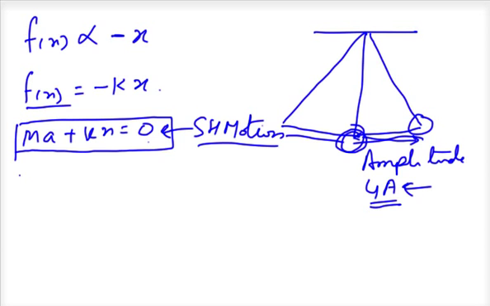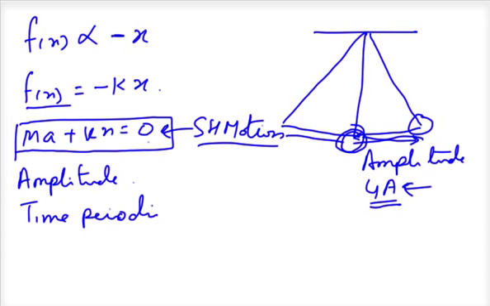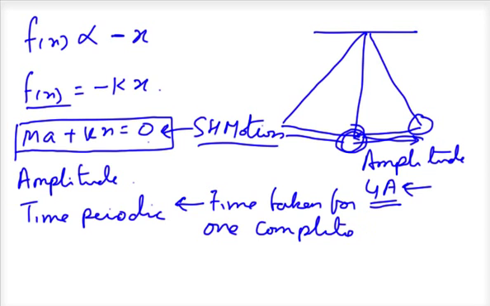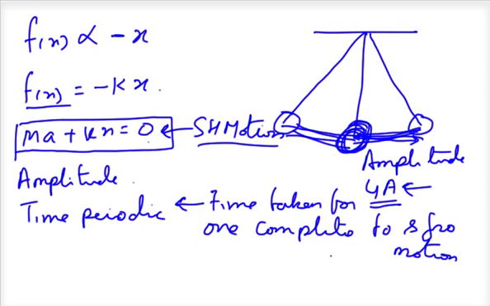Now we have understood a word called the amplitude. Then there is something else called the time period. I have already told you that oscillatory motions are periodic motions. So the time period refers to the time taken for one complete to and fro motion, that is, how much time the body takes to go from here to here, come back, go from here to here and come back.